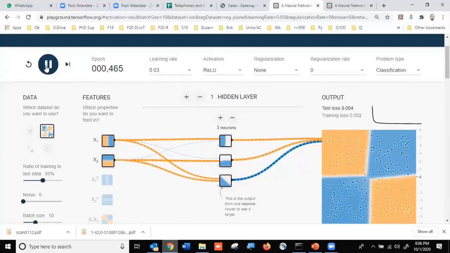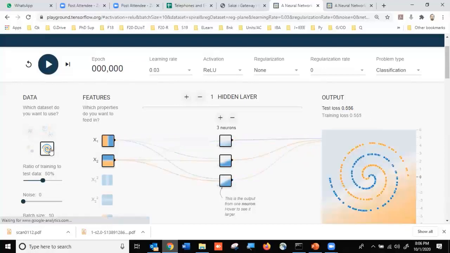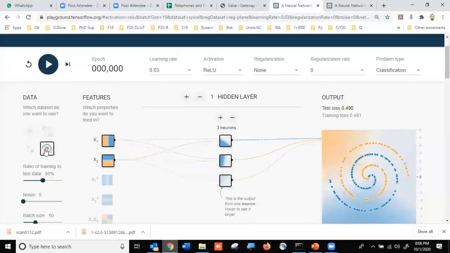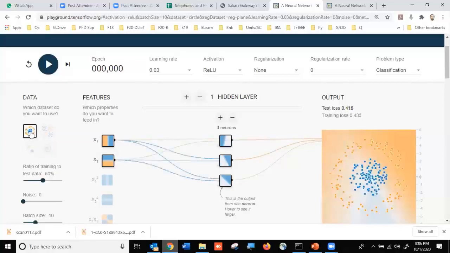Okay. Now let's go to a more difficult problem. The next more difficult problem is we could select a spiral, or we could select a circular one. I'll leave this up to you to test out and experiment. Look at the most difficult problem. This is a spiral. Let's take a look at how we can solve this.